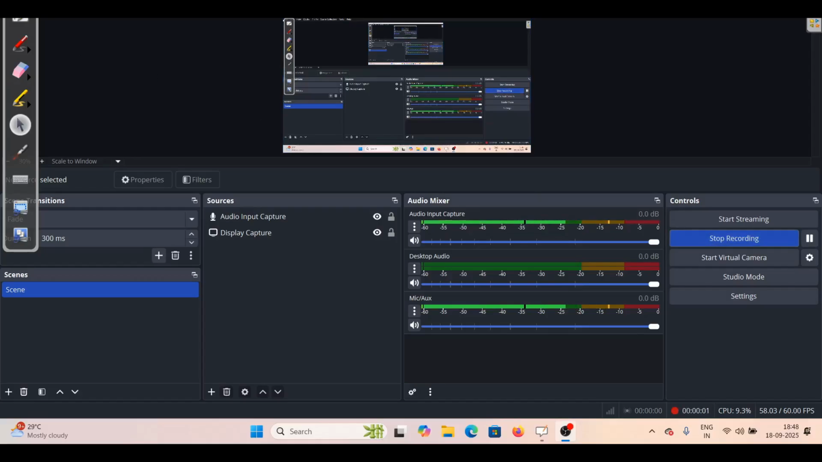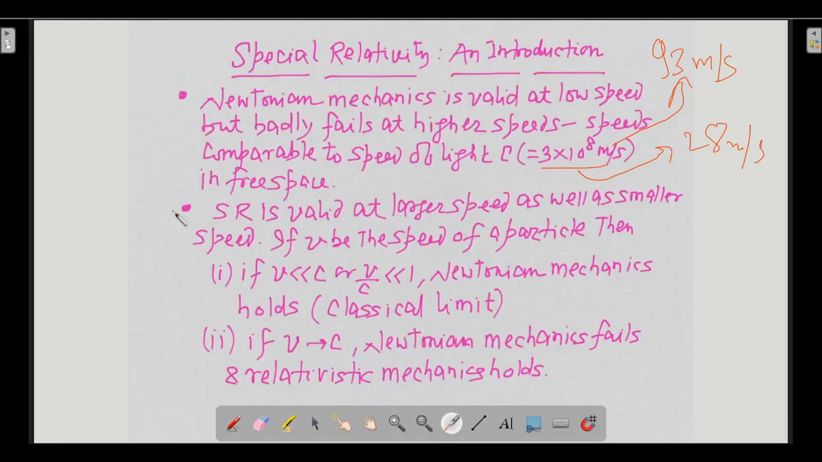Let us learn about special relativity in this particular class. So, special relativity: an introduction. Newtonian mechanics is valid at low speeds. In everyday life we encounter speeds like 60 km per hour, which is about 28 meters per second. These are speeds very small compared to the speed of light.